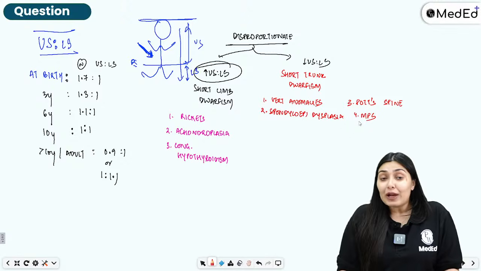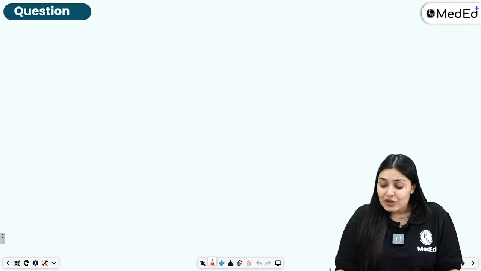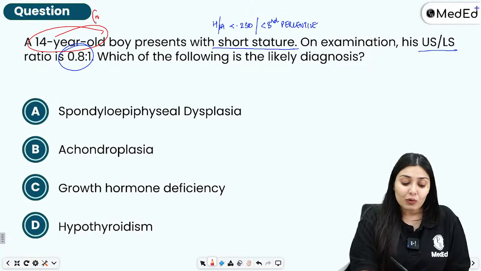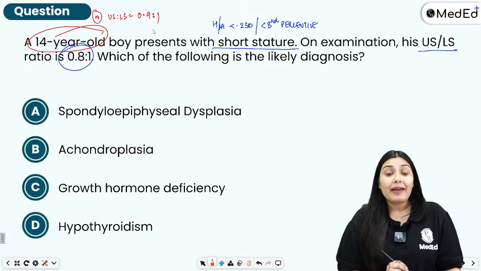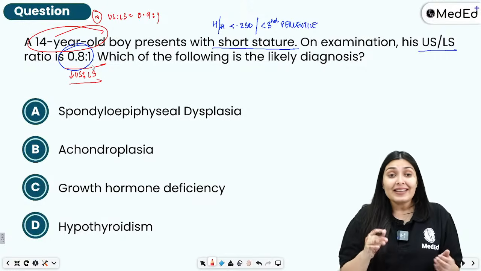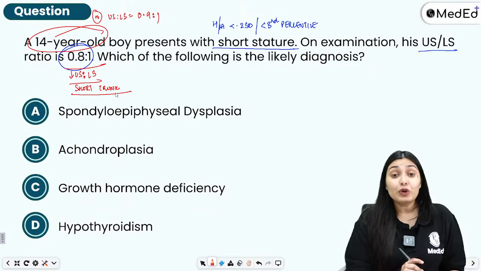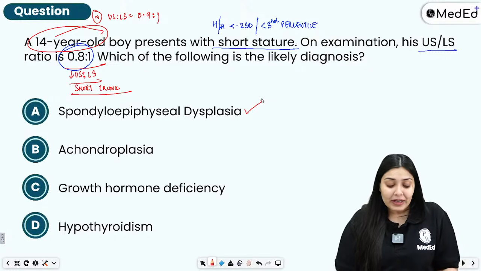So this is all about the evaluation of short stature and how we utilize the upper segment, lower segment ratio in determining disproportionate short stature. In this question, they have given us a 14-year-old boy. Normally at 14 years of age, the upper segment lower segment ratio should be 0.9:1. But here the ratio is decreased. That means my upper segment is short. There is short trunk dwarfism, and I told you all the spine conditions will come into this. So spondyloepiphyseal dysplasia is the correct answer over here.